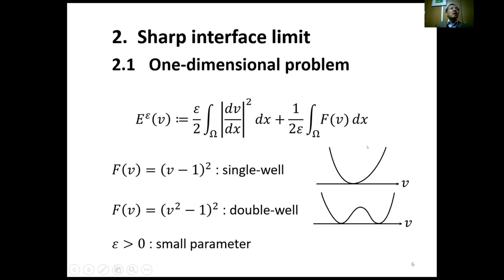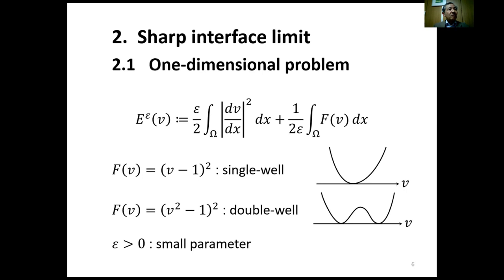Okay. Now I'm going to talk about a very simple situation: the sharp interface limit for a one dimensional problem. We'd like to make this epsilon small, and what happens? Of course, in this particular problem, all minimizers are just zero and everything disappears. So it's not so interesting, maybe, this particular one. But let me review a few things.